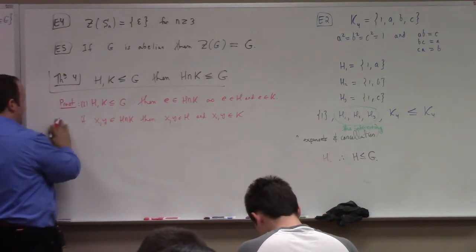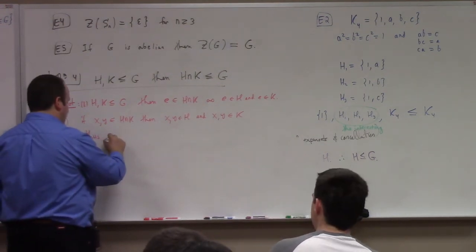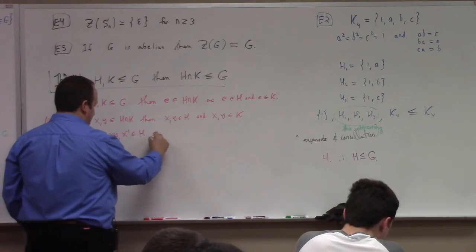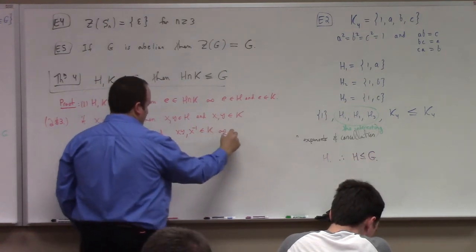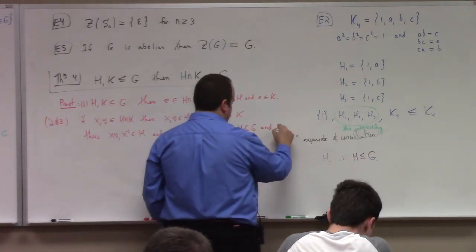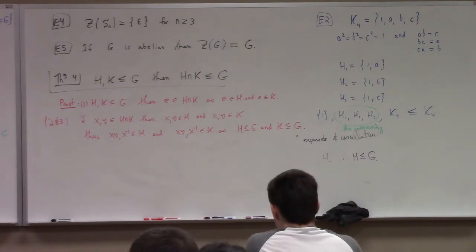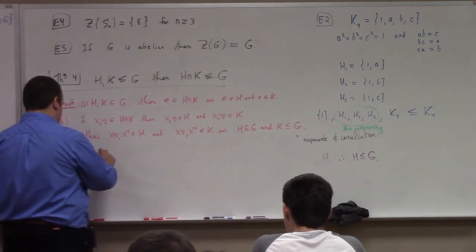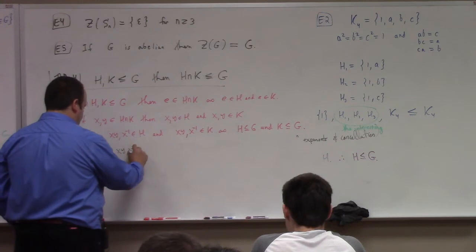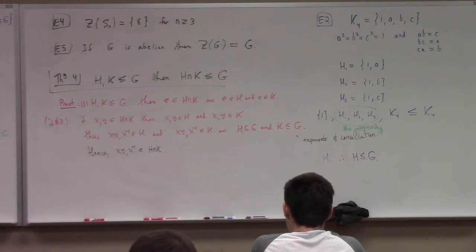Actually, I'm going to do 2 and 3 at the same time here, because we can. Thus XY and X inverse are elements of H, and XY and X inverse are elements of K, as H is a subgroup of G and K is a subgroup of G, which means they're closed under multiplication and inversion. So what does that show? Hence, XY and X inverse are elements of H intersect K. So we conclude by the subgroup test theorem that H intersect K is a subgroup of G.